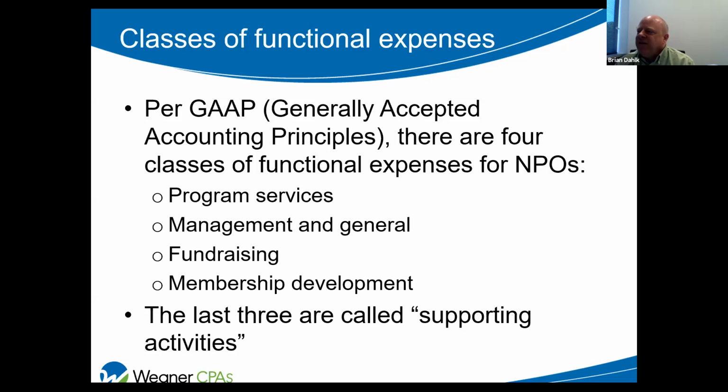If we take a look at the functional expenses, the functional categories, generally accepted accounting principles, or we just abbreviate that as GAAP, sets up four basic functional categories: program services, management in general, fundraising, and membership development. Once again, the functional categories are the why that an expense was incurred. The last three of these, management in general, fundraising, and membership development, are known as supporting activities.